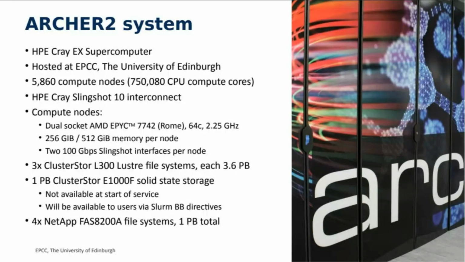And it's actually dual rail, so there are 2 Slingshot interfaces per node to give high bandwidth, low latency communications between all the compute nodes. There are various storage systems, including parallel file systems, which are used for storage during runs, and the Lustre file systems. There's also solid state storage, which we're just bringing into service at the moment and starting to test and run with, which is going to be integrated over the next few months. And then the home file system, which is standard NetApp and NFS appliances.